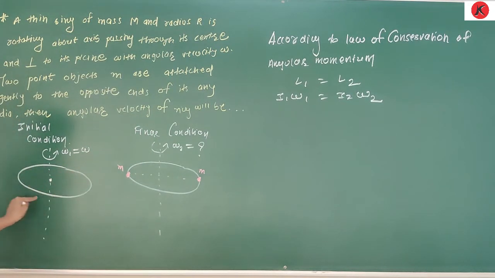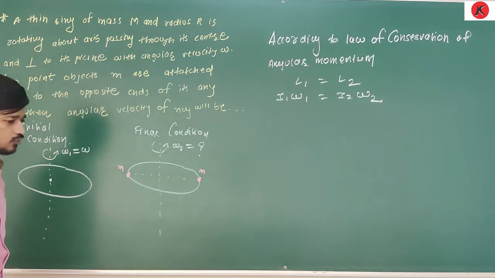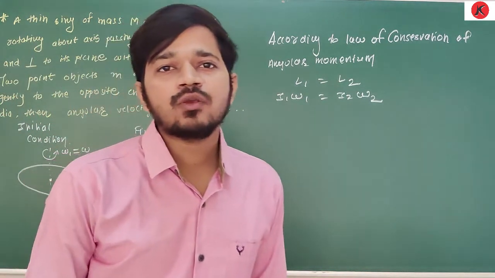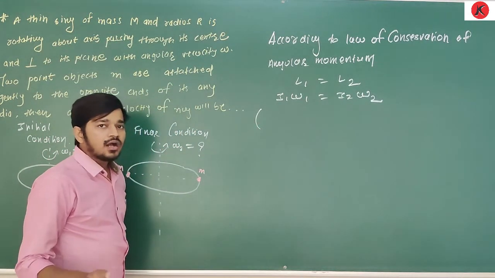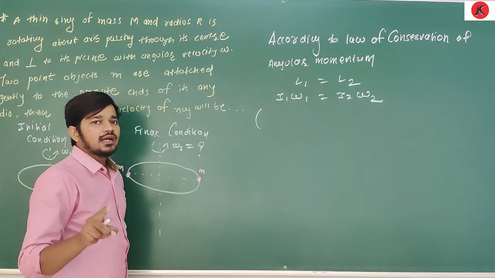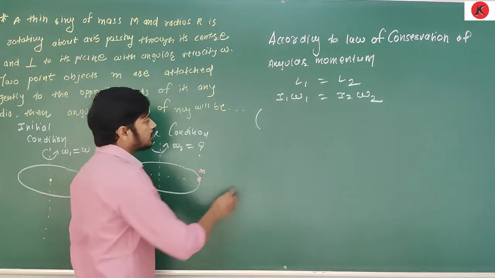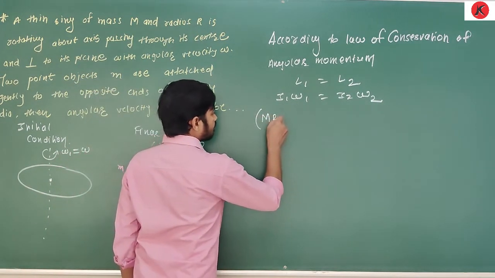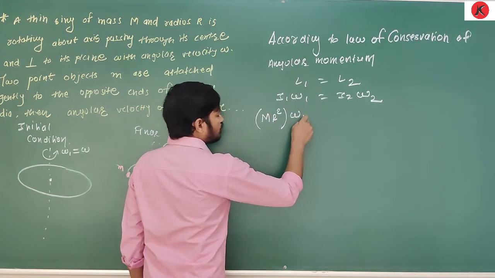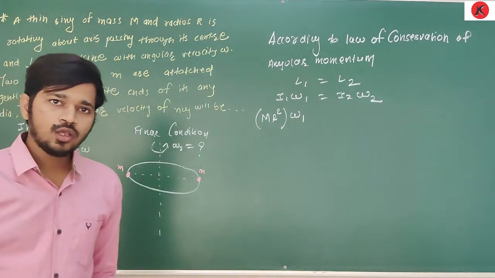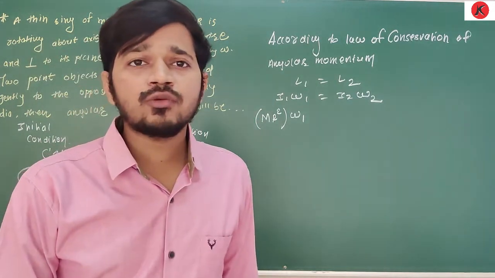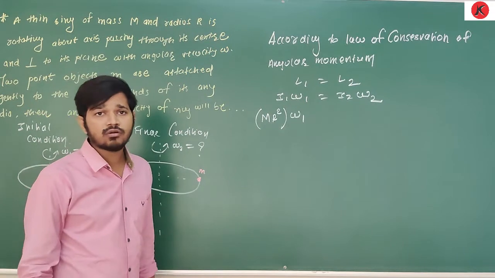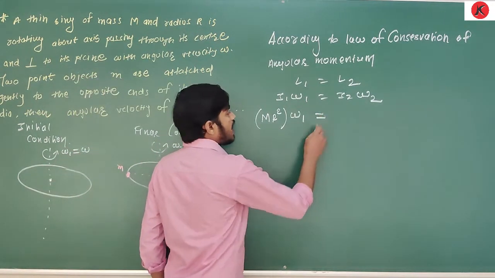Initially, only the ring is rotating about an axis passing through its center and perpendicular to its plane. And we have obtained its equation: the moment of inertia of a ring about its axis passing through the center perpendicular to its plane is MR square, times omega 1. Any doubt? You have to remember this equation. You can also remember this equation from the table. That is equal to I2 omega 2.